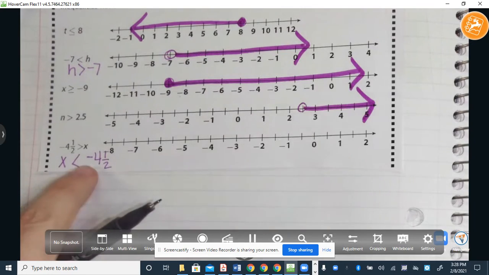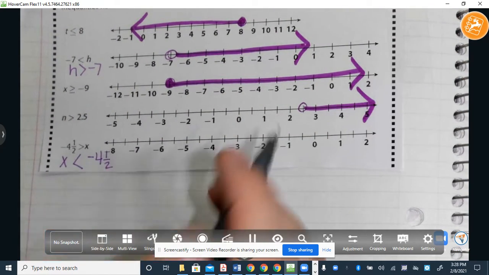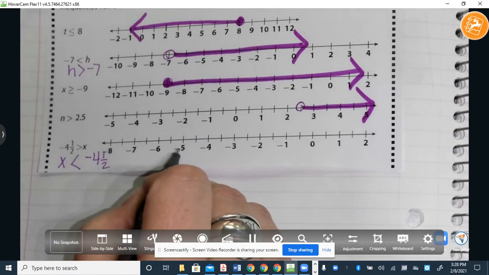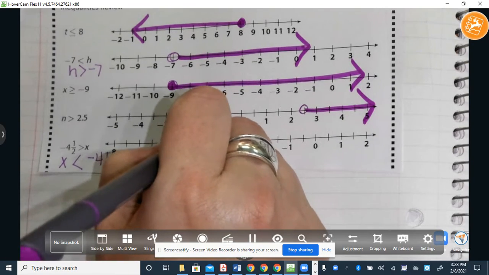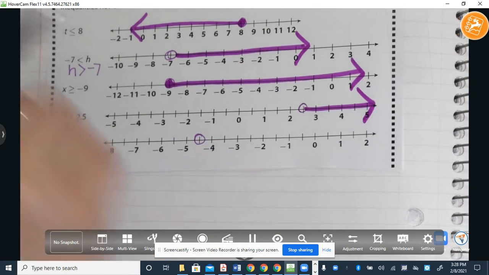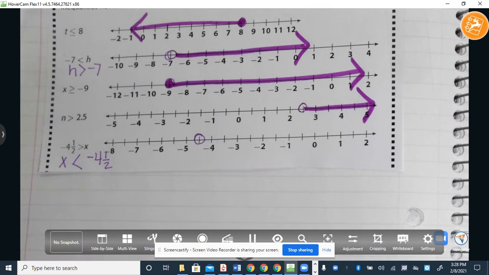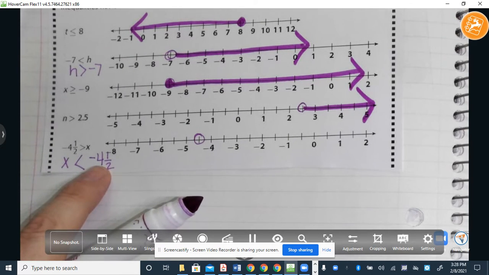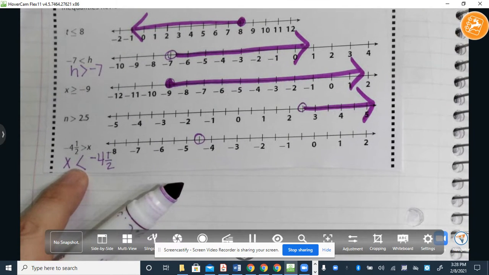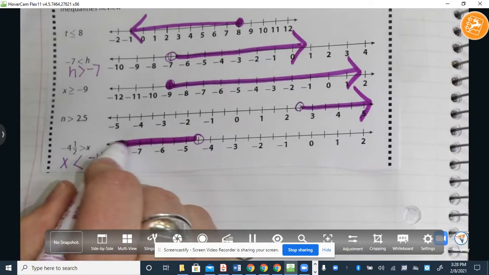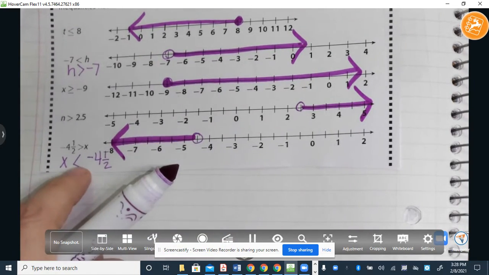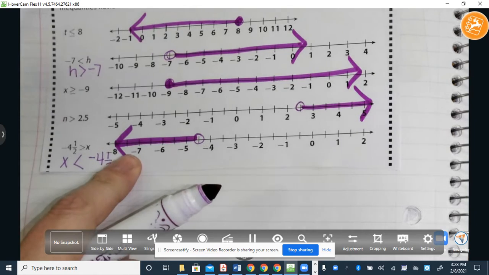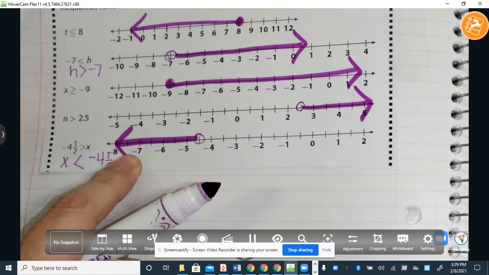So I'm going to first start off by looking for negative 4 1/2. So negative 4, negative 5, negative 4 1/2 is going to fall right there. Okay, I'm not shading it in because there's no line under here. And then I'm looking for all numbers less than negative 4 1/2. Less than, I'm going left. My inequality symbol and my arrowhead are facing the same direction.